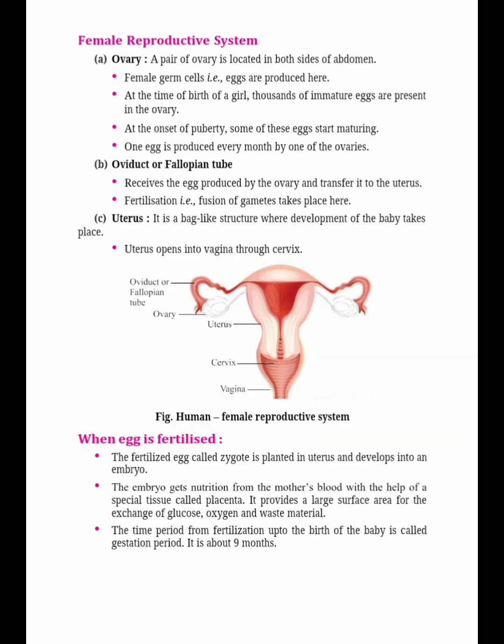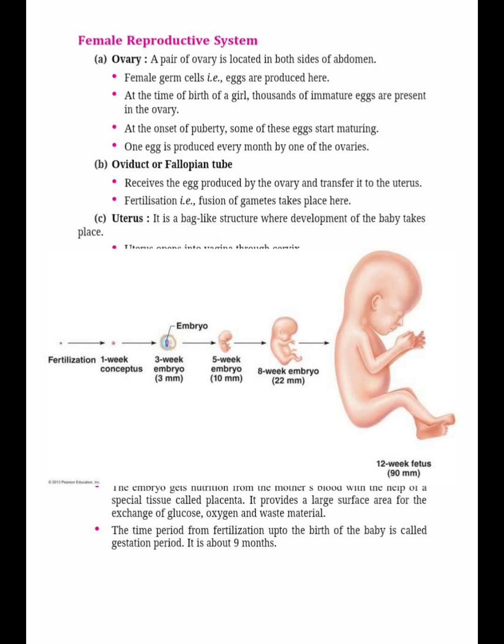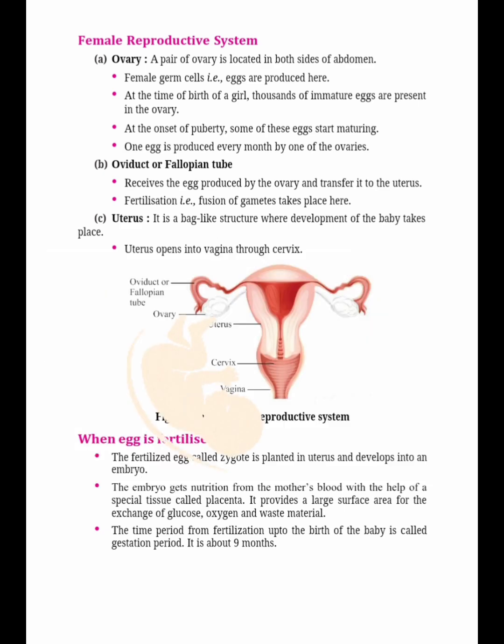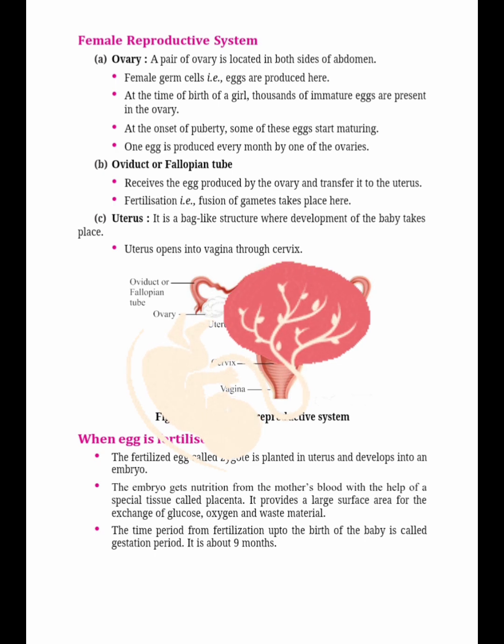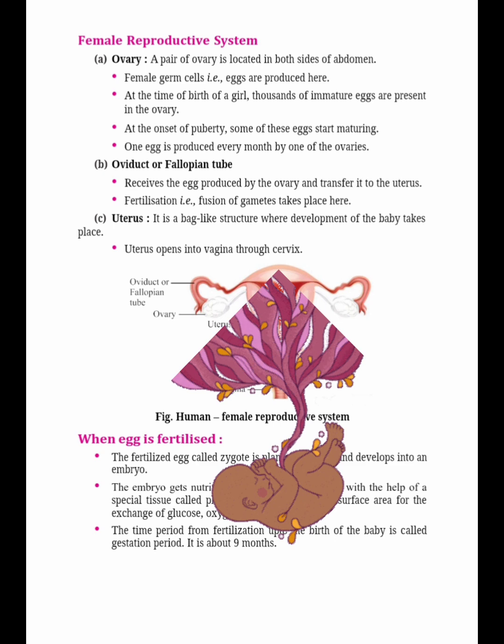So the next topic is when the egg is fertilized. When the egg is fused with the sperm, what happens? The fertilized egg called zygote is planted in the uterus and develops into an embryo. The embryo gets nutrition from the mother's blood with the help of the special tissue called placenta. The placenta will be here and the baby will get all the nutrition through the blood. And this placenta provides a large surface area for the exchange of glucose, oxygen and waste material also.